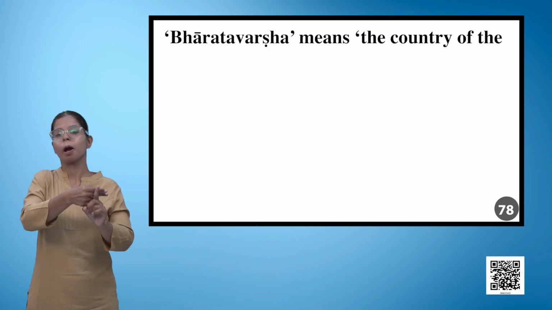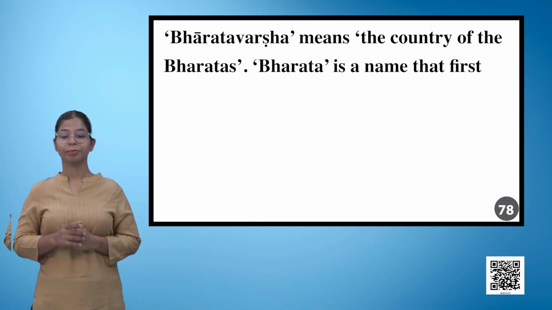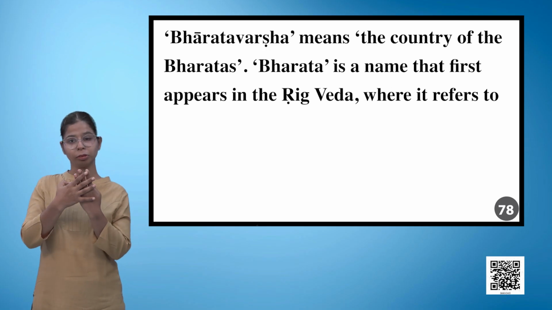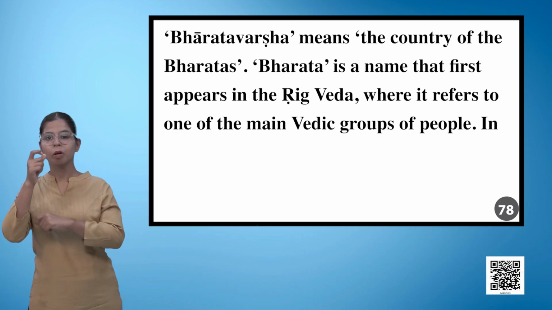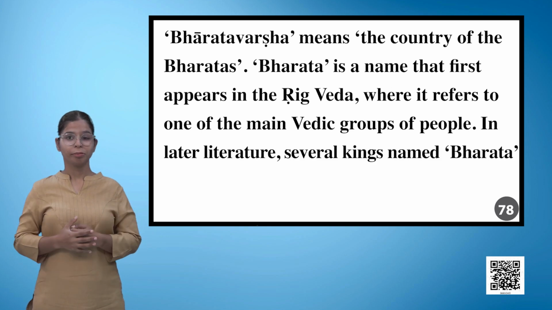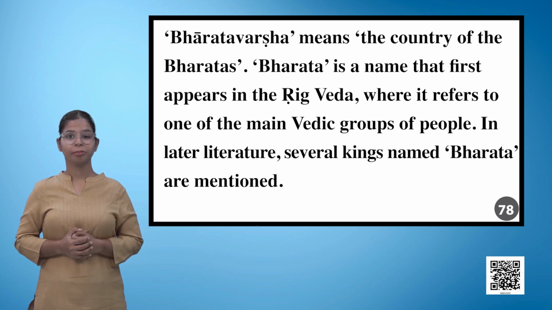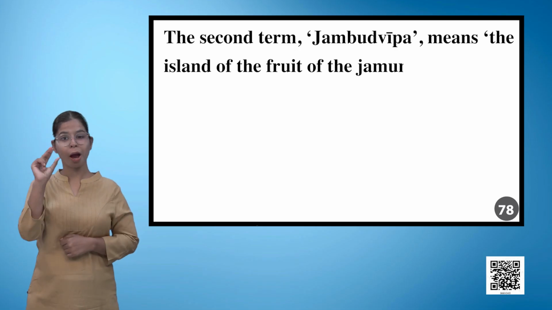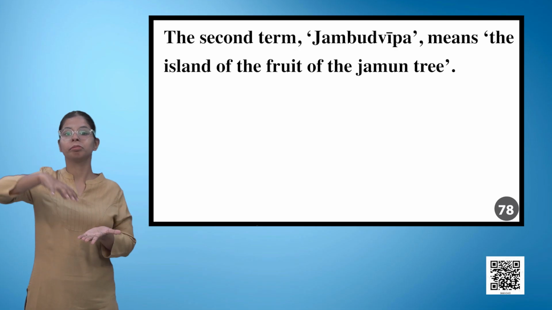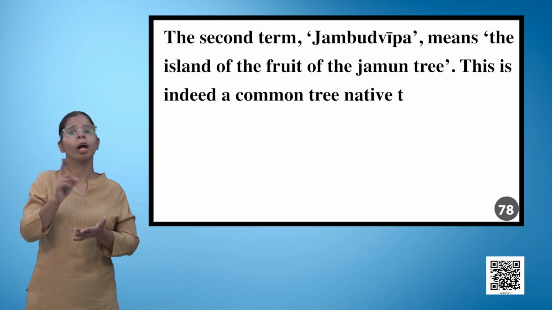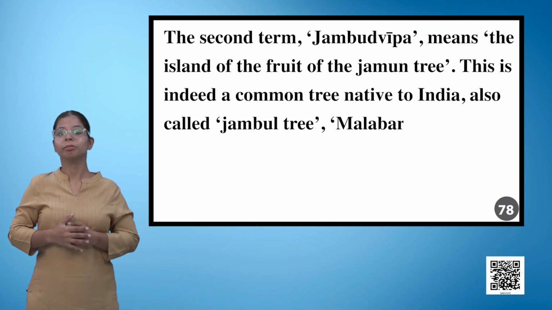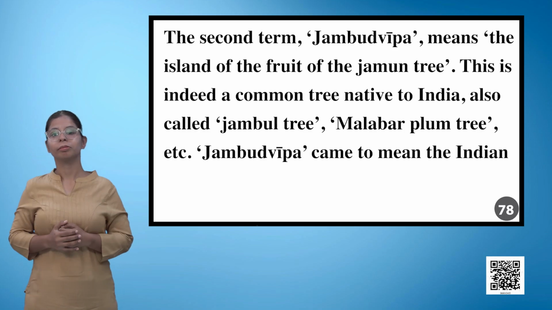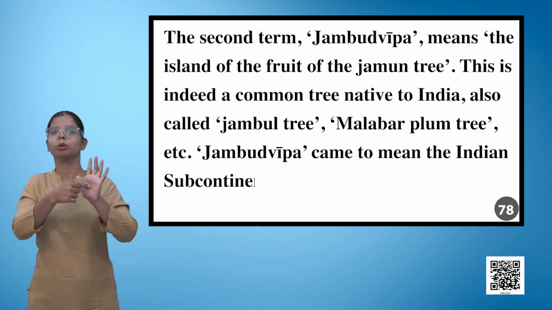Bharatvarsh means the country of the Bharats. Bharat is a name that first appears in the Rig Veda, where it refers to one of the main Vedic groups of people. In later literature, several kings named Bharat are mentioned. The second term, Jambudvip, means the island of the fruit of the jamun tree. This is indeed a common tree native to India, also called jambul tree, Malabar plum tree, etc. Jambudvip came to mean the Indian subcontinent.